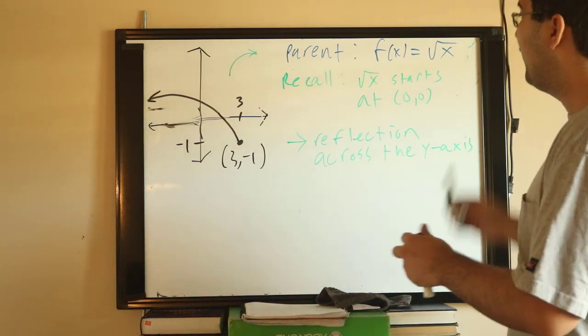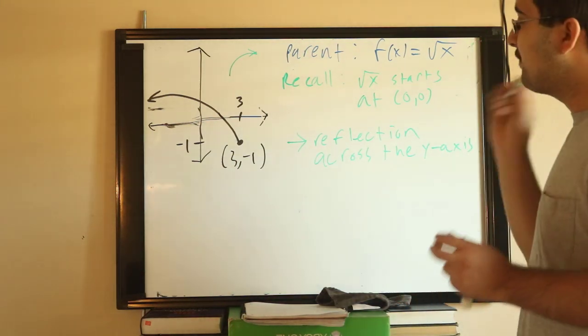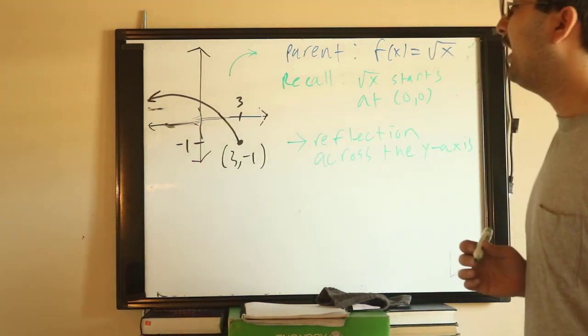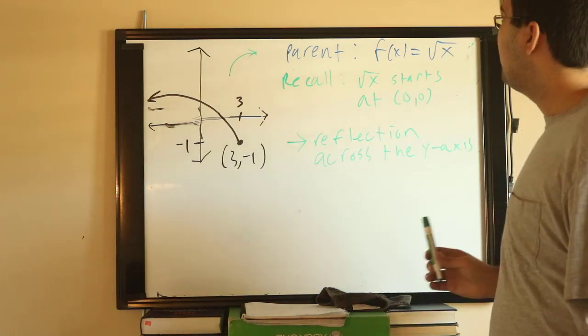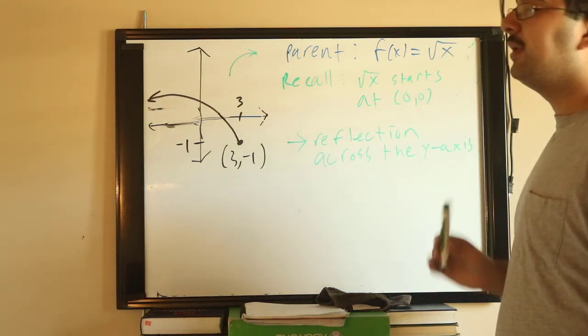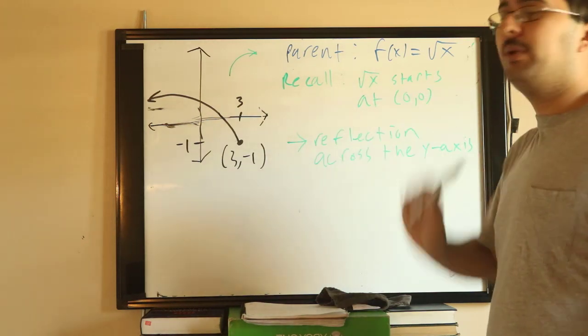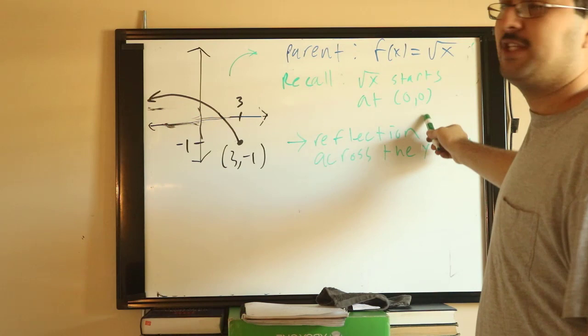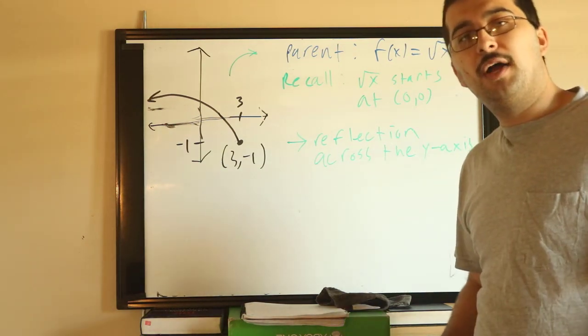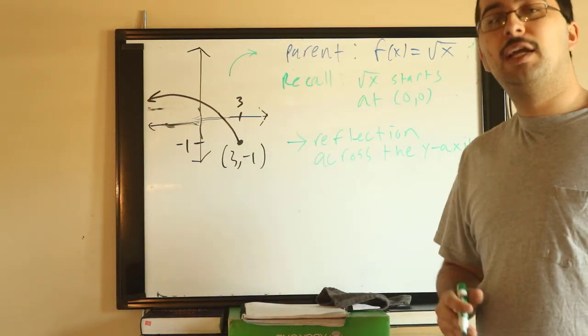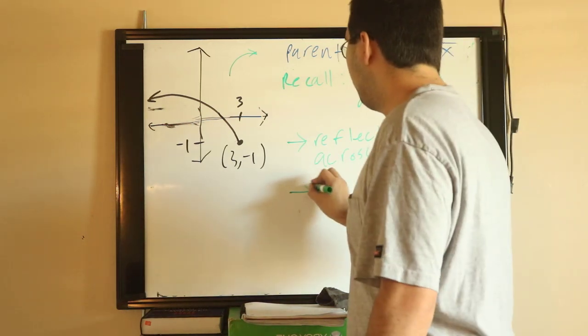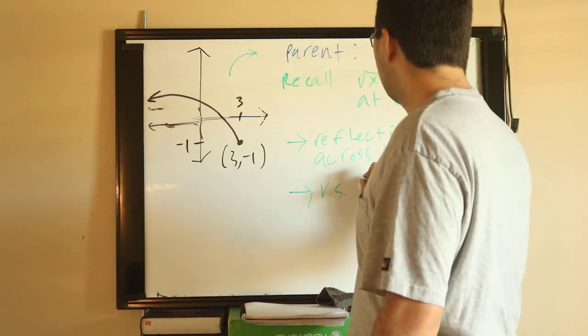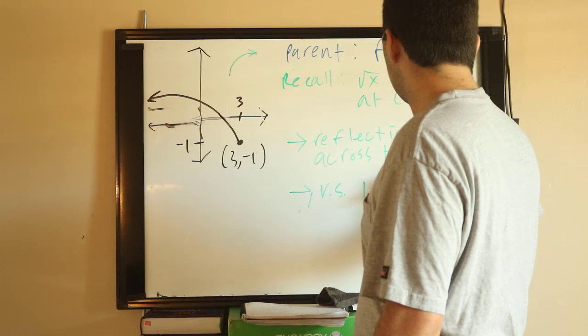Okay, so with that out of the way, let's get back to those translations. I have the point 3, negative 1. How did this point 0, 0 change into the point 3, negative 1? Well, let's look at the y. I went from 0 y to a negative 1 y. I moved down by 1. So I have a vertical shift of 1 unit down.